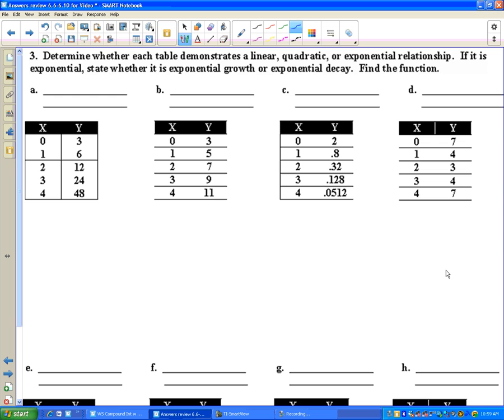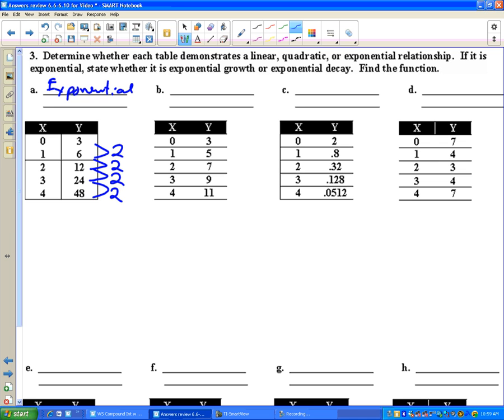So I'm going to start by successive quotients to see if it would work first. So 6 divided by 3 is 2, 12 divided by 6 is 2, 24 divided by 12 is 2, 48 divided by 24 is 2. So this is exponential.